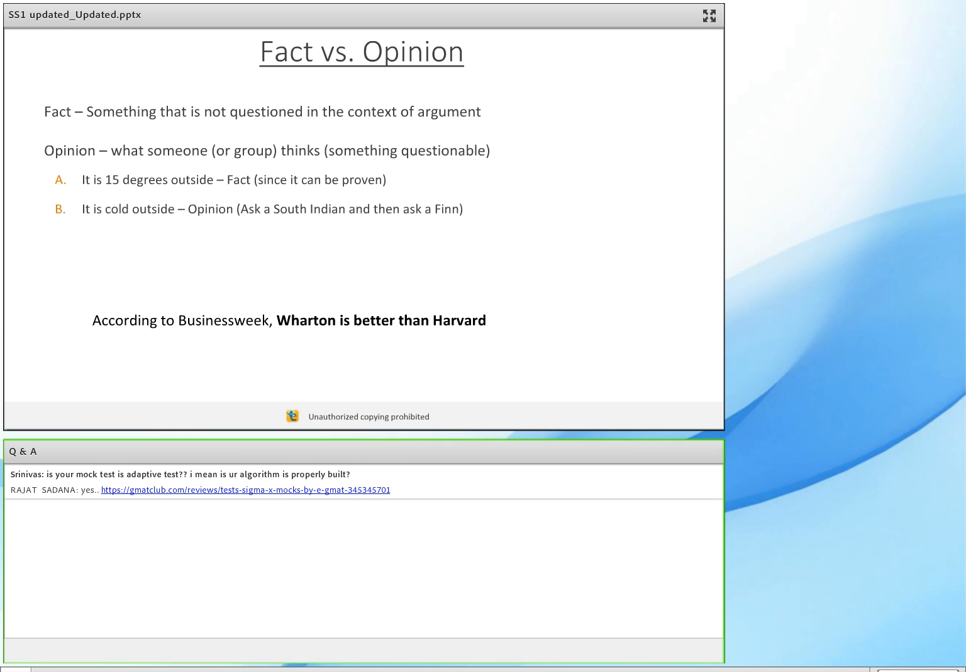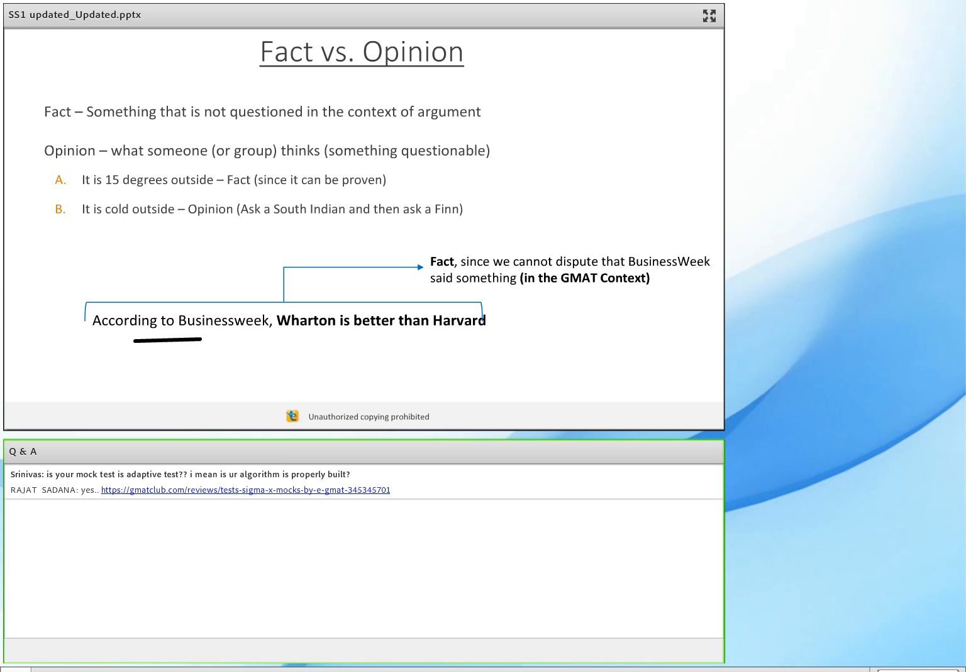Now, let's look at this piece over here. It's this statement here. According to Business Week, Wharton is better than Harvard. Now, if this statement were to appear on a GMAT passage or a GMAT CR question, and if you were to evaluate the statement in its entirety, you're going to call it a fact. Why? Because you're not going to question or dispute what Business Week said. Why? Because what the statement is saying is Business Week said that Wharton is better than Harvard. So you're not going to dispute something that Business Week said. Okay, you're not going to say, hey, Business Week did not say that Wharton is better than Harvard. What you will dispute is whether, in your opinion, Wharton is truly better than Harvard or not.